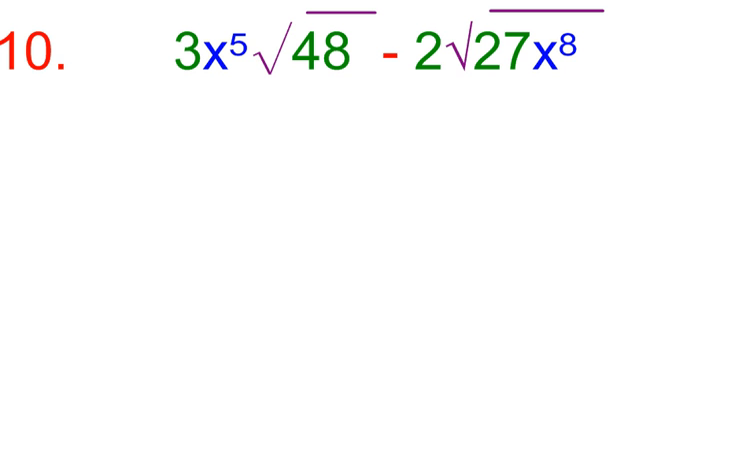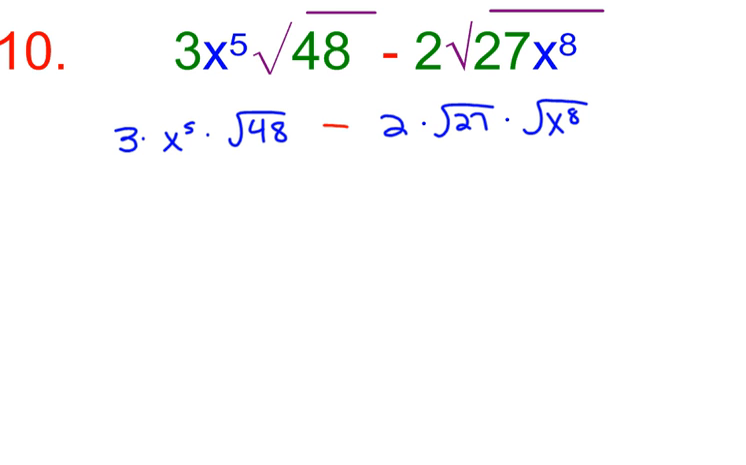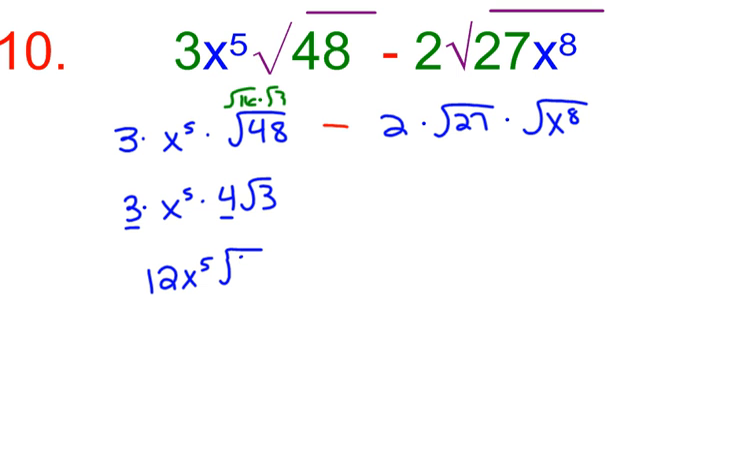Number 10. This one, when I rewrite it, I'd say it's 3 times x to the 5th times the square root of 48. And then you'll see it's a minus sign. And then it'd be 2 times the square root of 27 times x to the 8th. So as I break this down, I have the square root of 48 I would write as root 16 root 3. So I have 3 times x to the 5th times 4 root 3. When I multiply now, I can multiply my numbers on the outside, so 12. That x to the 5th stays on the outside, and I have root 3.